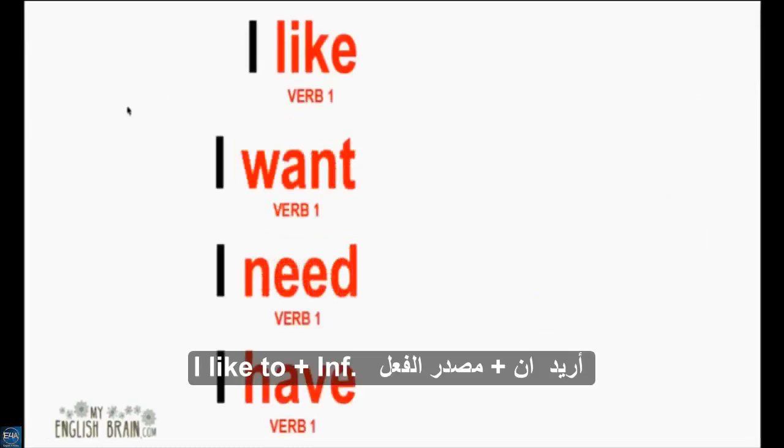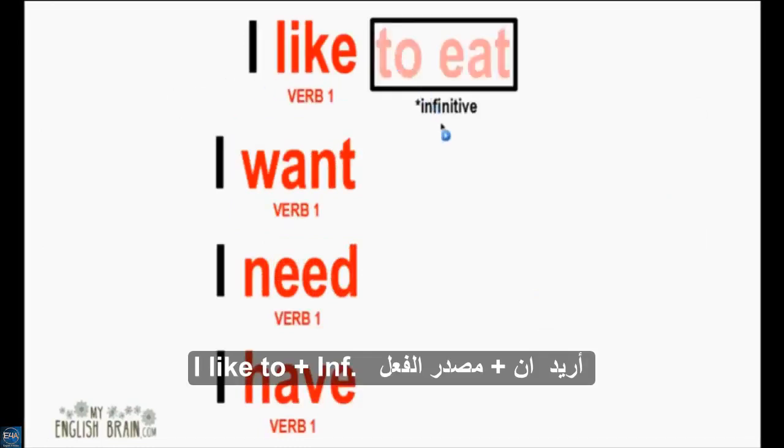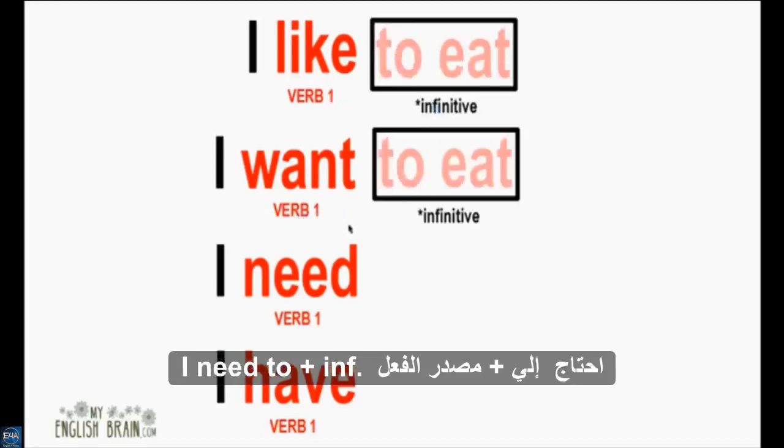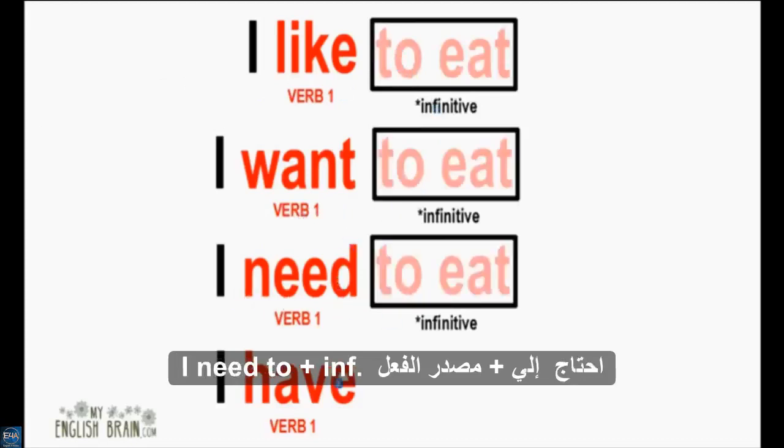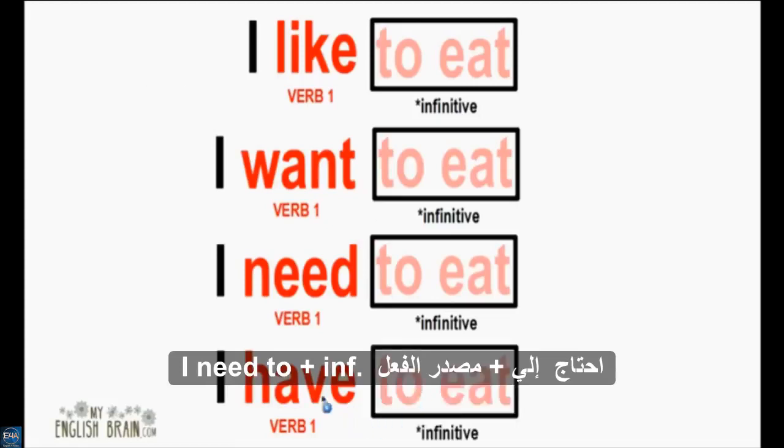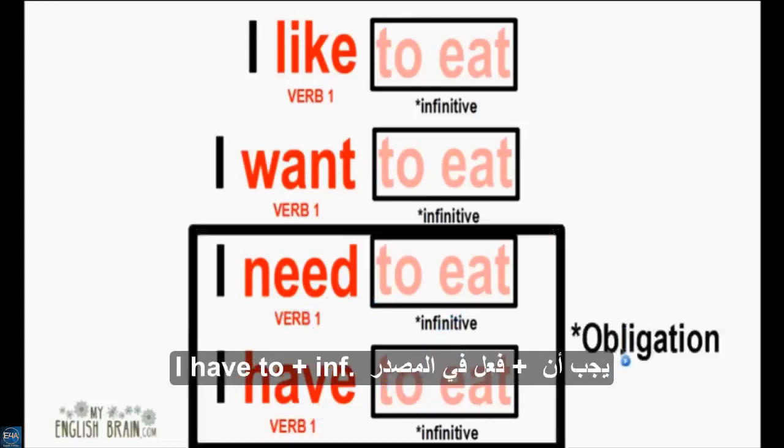And we often use the infinitive with verbs like these. For example, I like to eat, I want to eat, I need to eat, and I have to eat. These verbs, like, want, need, and have, are always followed with the infinitive. Now, I need to eat and I have to eat are obligations. They're very strong needs. I need to eat is an obligation, and I have to eat is also an obligation.